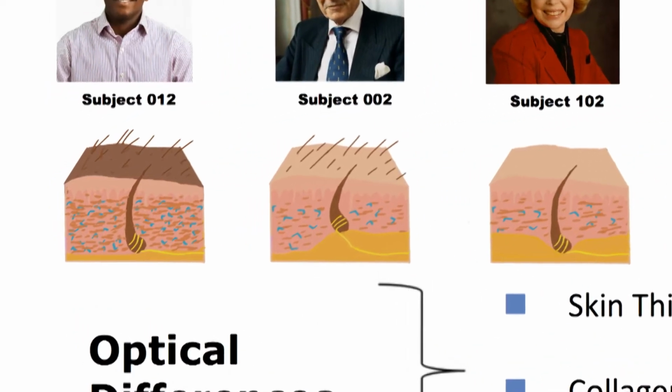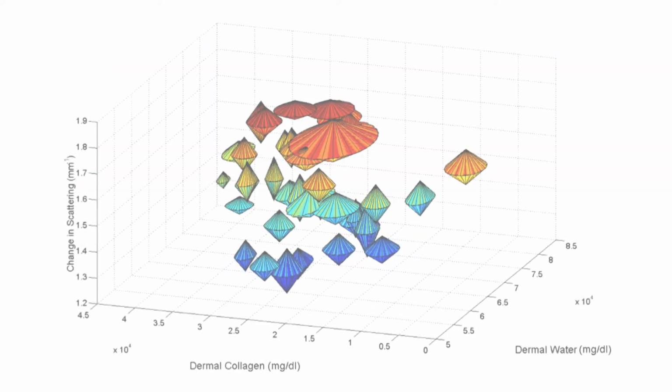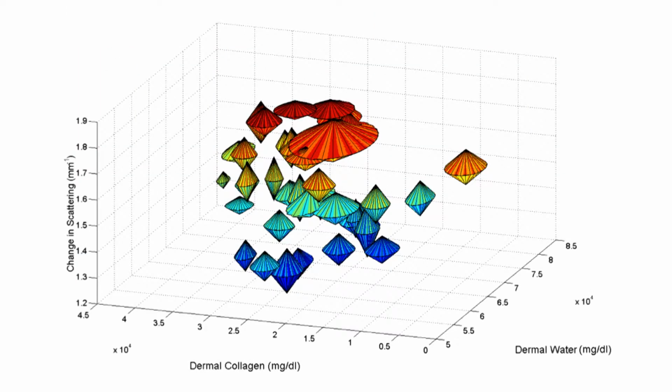Skin thickness, collagen, and water have a direct impact on the scattering and absorbance characteristics of the tissue. A more detailed examination of subjects 12 and 2 showed these differences. Subject 12 has a thicker dermis, more water, and more collagen than subject 2. These characteristics will result in a shorter optical path length through the tissue. Here, you can see these relationships in a more quantitative manner.